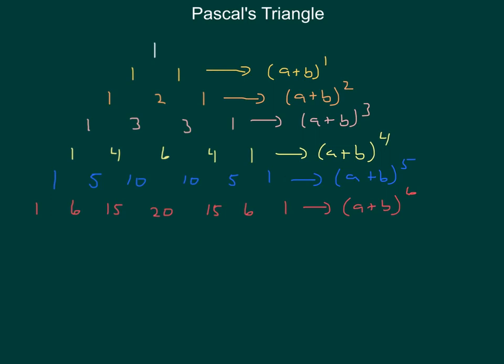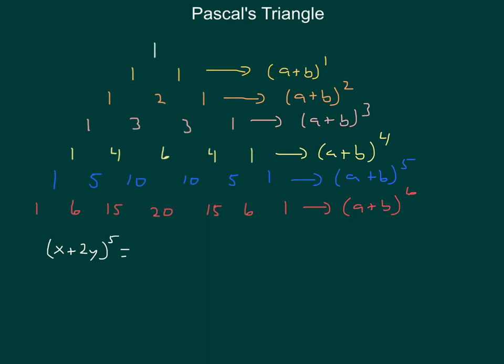For example, let's say I wanted to write out x plus 2y to the 5th power. Remember your patterns: the powers on a start at n and work their way down to 0, and the powers on b start at 0 and work their way up to n. In this case, a is x and b is 2y. So I'm going to have powers on x that start at 5 and work their way down, and powers on 2y that start at 0 and work their way up. Because I'm looking at x plus 2y to the 5th, I'm going to be looking at this fifth row, which forms my binomial coefficients.